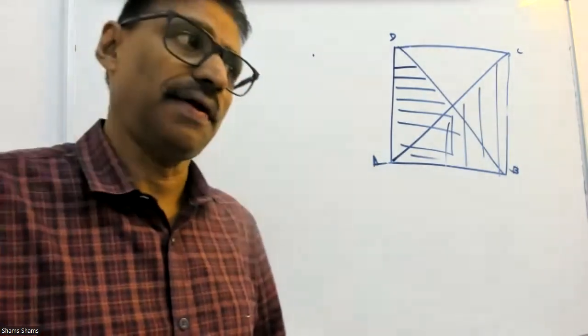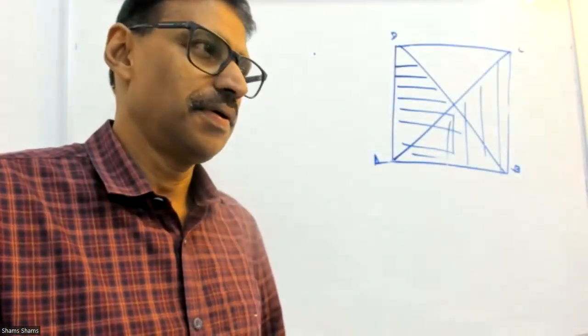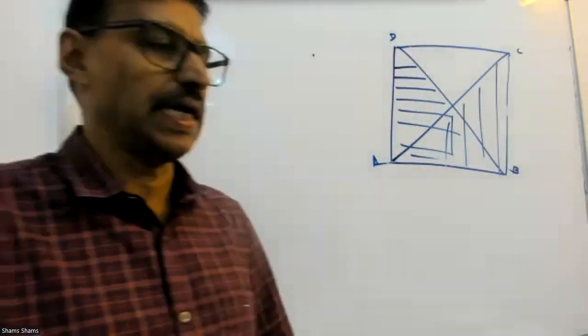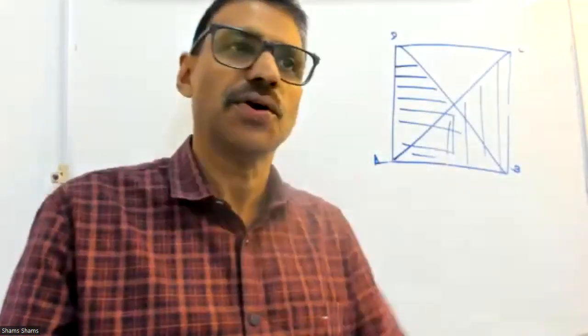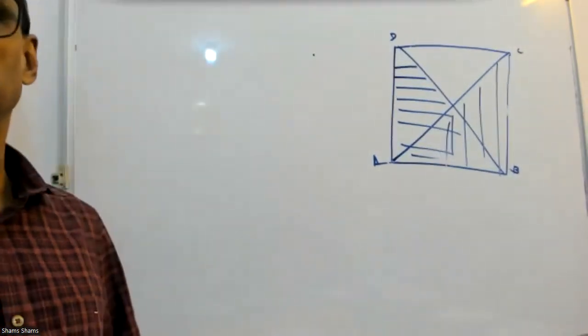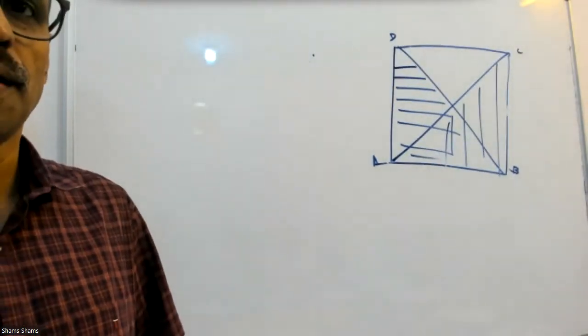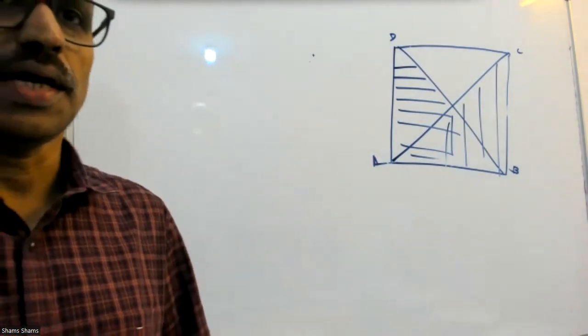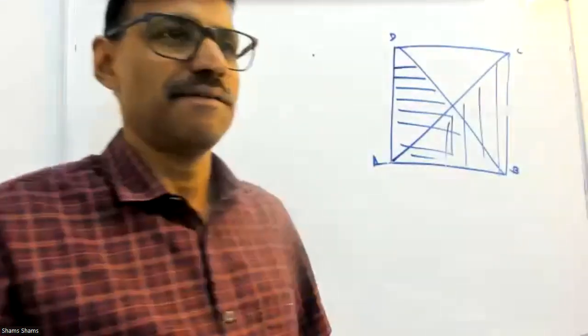DA equal to CB. Why? In a parallelogram, opposite sides are equal. This is from the last class. Okay. And the next one you said, AB common, right? Anyone can say that. Okay, AB common. Next one.